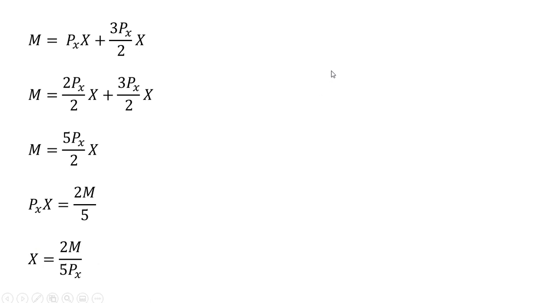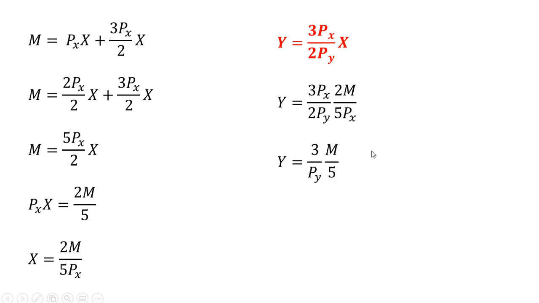Now let's get the demand for good Y. We're going to take that key result we saw earlier in red, and where we have this X, we're going to plug in the demand for good X. So I'm going to make a substitution here where we have X. I'm plugging in now what the demand for good X is, and we're just going to simplify this.